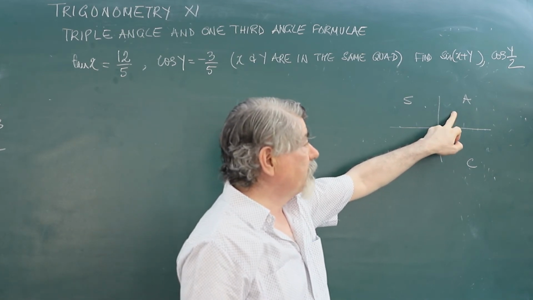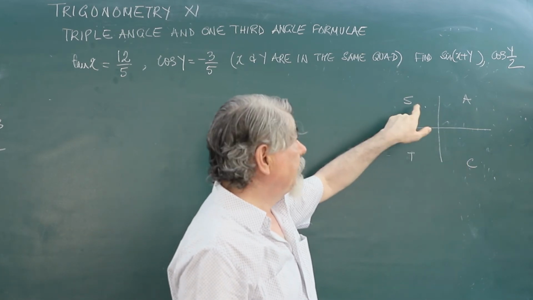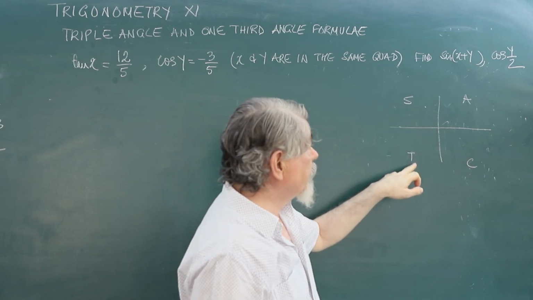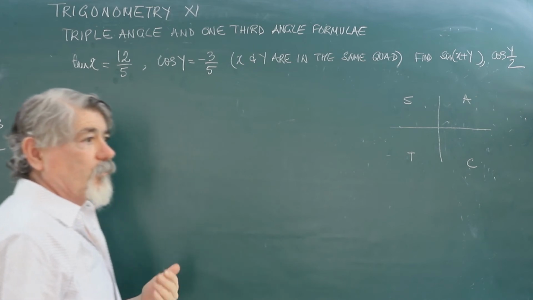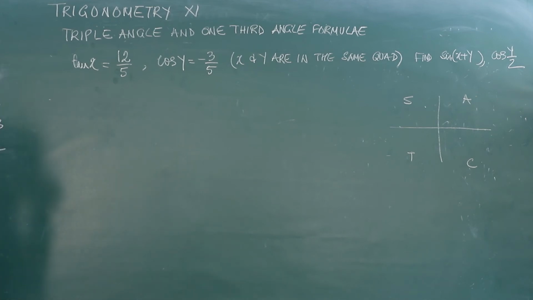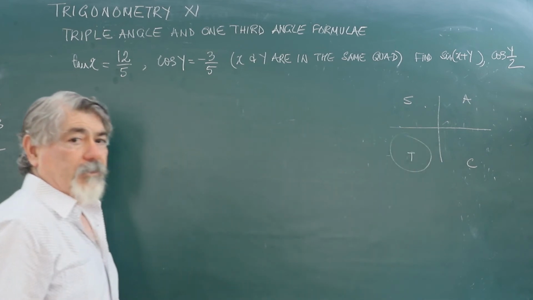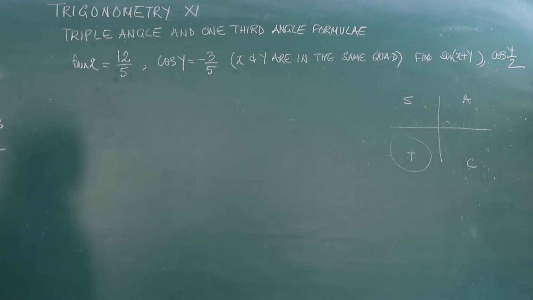Here all are positive. Here cos is positive. Here cos and tan both are negative. We are talking where tan is positive and cos is negative, so it is going to be the third quadrant. That means X and Y are in the third quadrant. That is what we have to keep in mind.